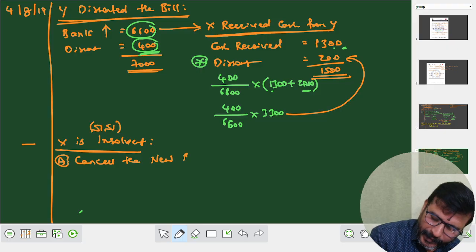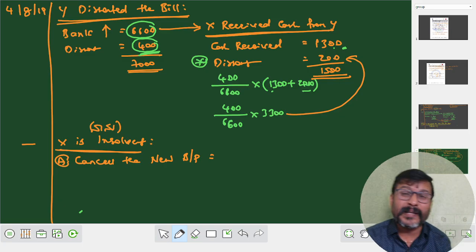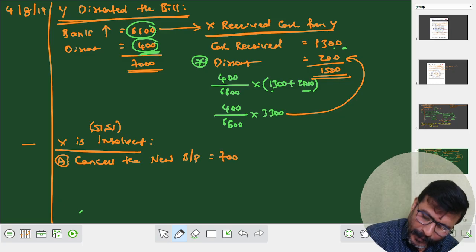Cancel the new BP. What is the amount of new BP? Amount of new BP is 7,000. B point.